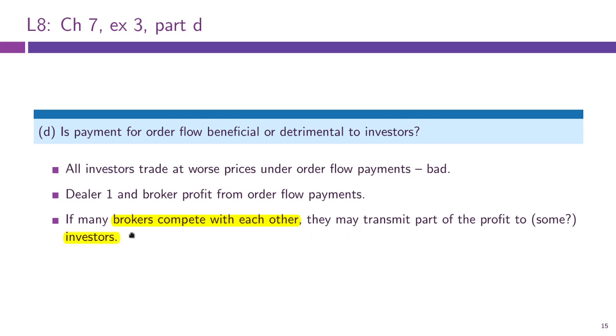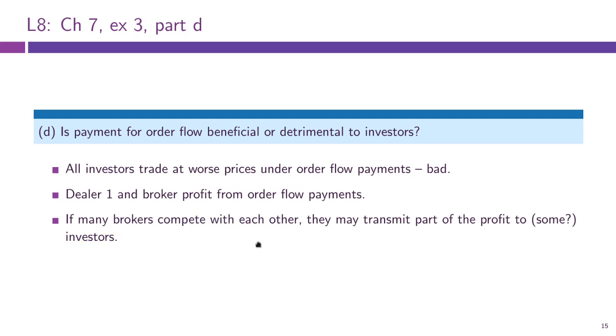And then it might be the case that it's not split equally between different kinds of investors. You would think that institutional investors are more valuable. They have more bargaining power than retail investors. So they might get more of this price improvement. But then these are just guesses.